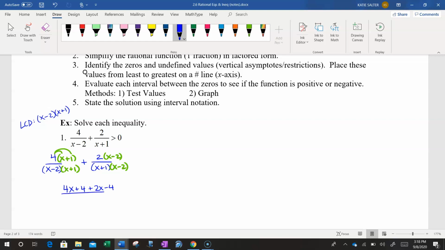We want to make this all one fraction over our LCD. Sometimes I just write LCD, so I don't have to keep writing it over and over again. When we combine our like terms, those 4's end up canceling out in the numerator, so we end up with just 6x over x minus 2, x plus 1.